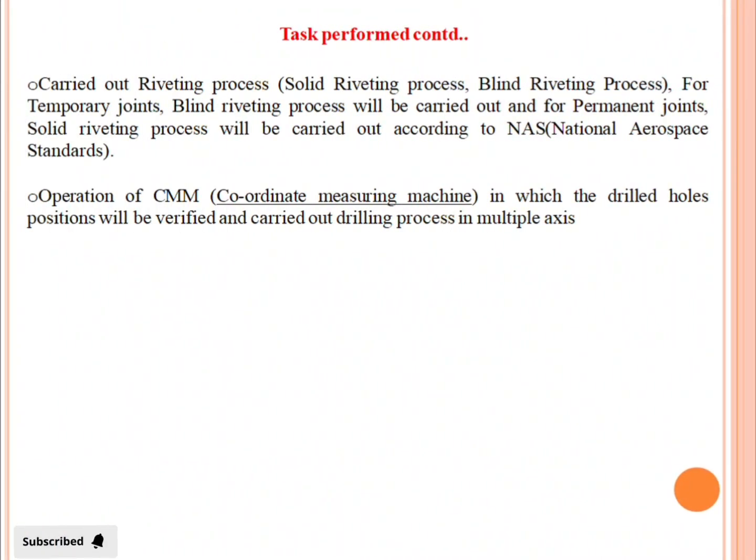Carried out riveting processes. There are two types of rivets, solid rivet and blind rivet. Solid rivets are for permanent joints and blind rivets for temporary joints. Operation of CMM, coordinate measuring machine, in which the drilled hole positions will be verified and drilling process carried out in multiple axes. See, only in one axis a layman can perform drilling operation, but the CMM machine can carry out drilling process in multiple axes.